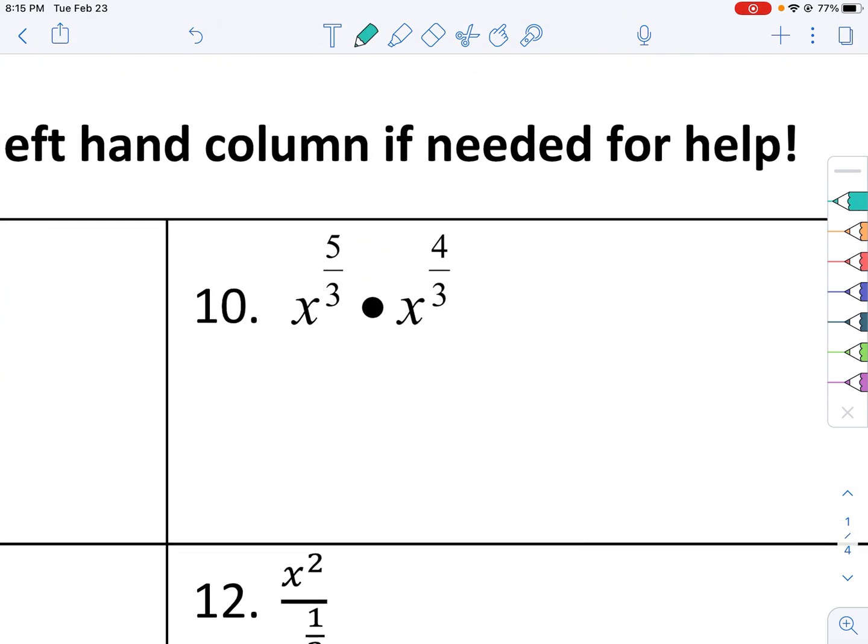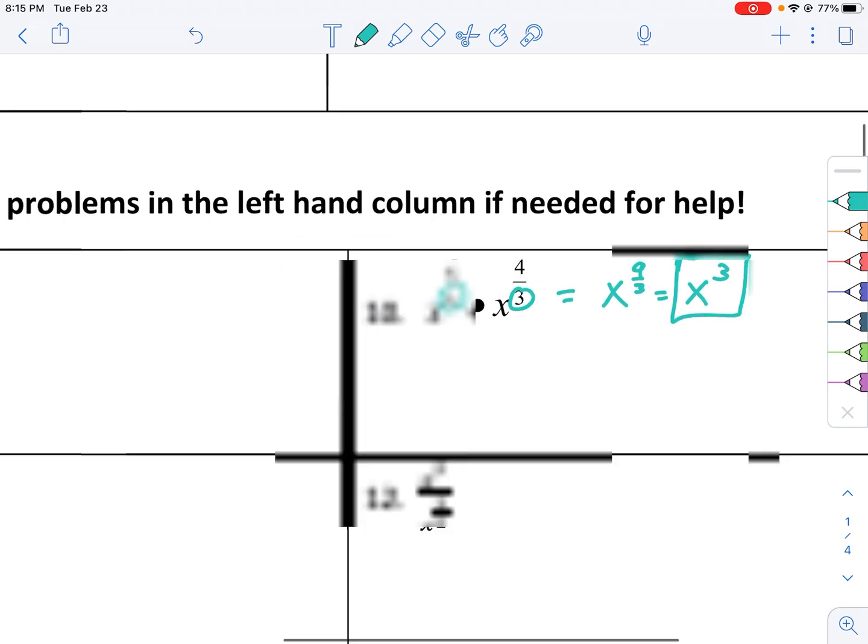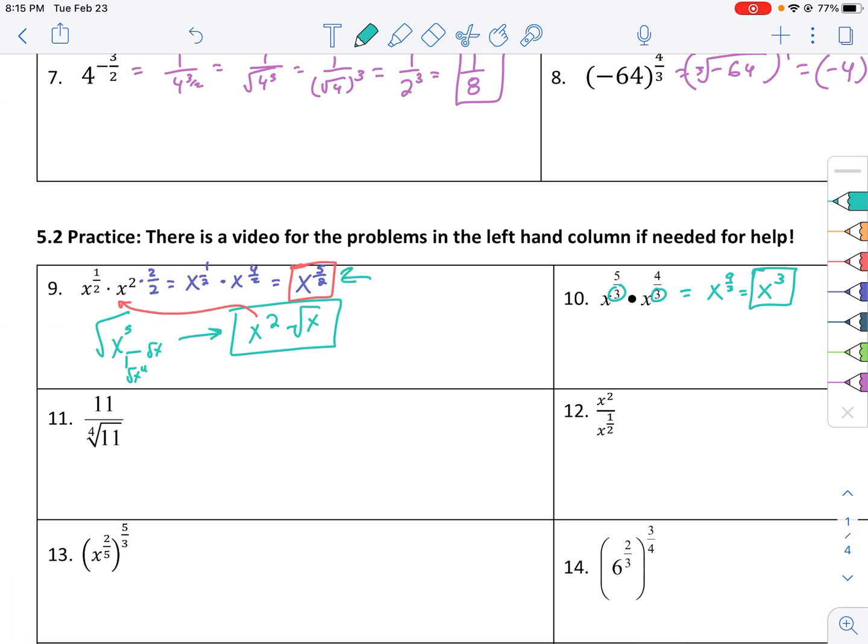So number 10, right, they're already common denominator. We can just add them. So that's going to be x to the 9/3. You reduce 9/3 to just get x cubed, all right? You would want to reduce if reducing is possible. In the previous case, right, 5 halves, you can't reduce that. So don't worry about reducing.